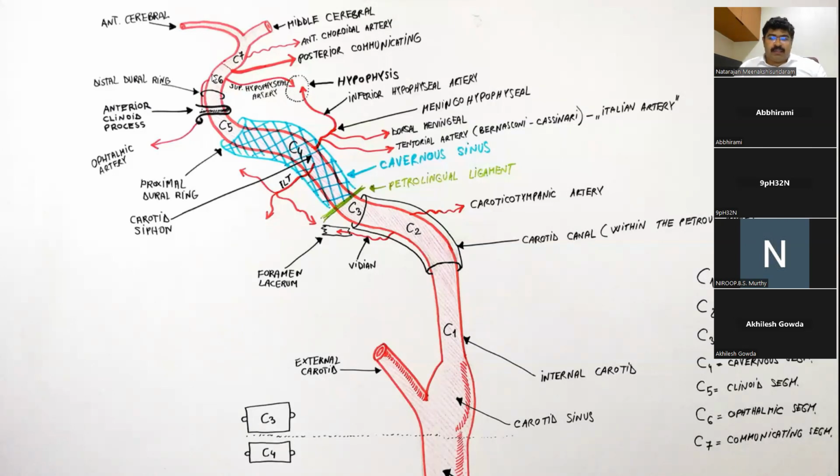And then is the ophthalmic segment. The ophthalmic segment is between the distal dural ring and the origin of the posterior communicating artery. From here we get the ophthalmic artery. And then you have the communicating segment, which is between the origin of the posterior communicating artery and the bifurcation of the ICA. Here you have the posterior communicating artery and the anterior choroidal artery from the C7, or the communicating segment. So these are the 7 segments of the internal carotid artery.